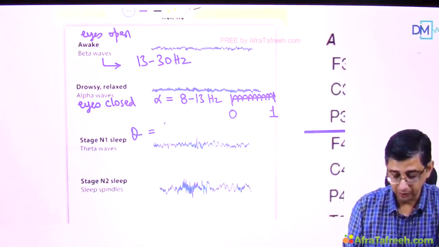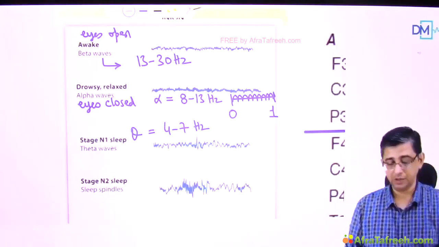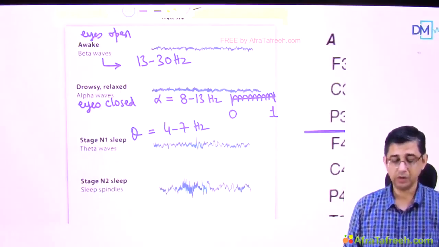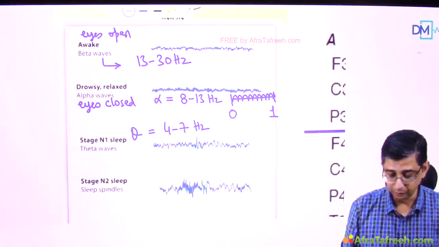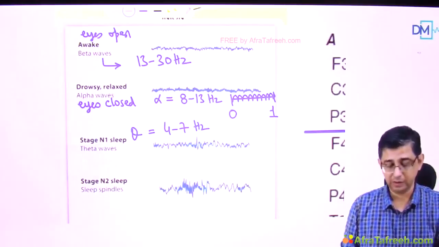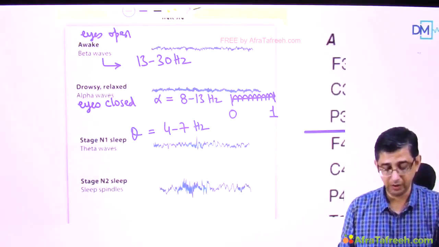In theta rhythm, the discharge frequency will become relatively slower. As you can see, the amplitude has become slightly more than what it was initially, and the frequency has become relatively slower. So 4 to 7 hertz is the discharge frequency for theta that you need to remember, and amplitude is slightly increased.